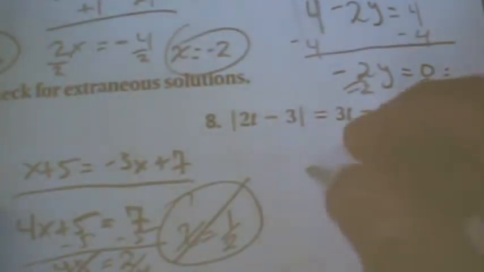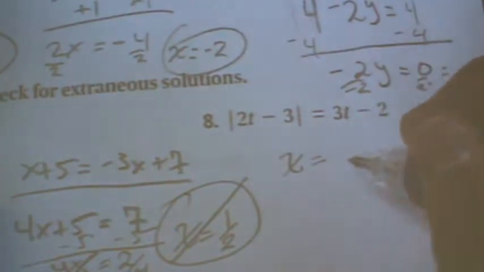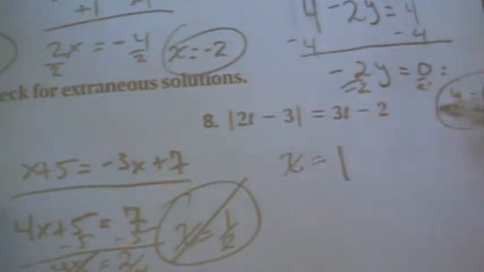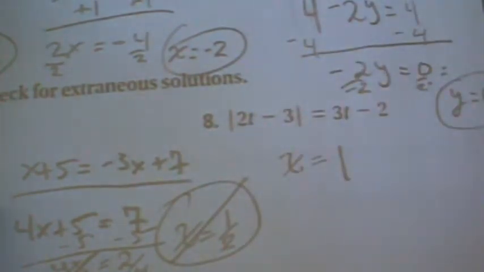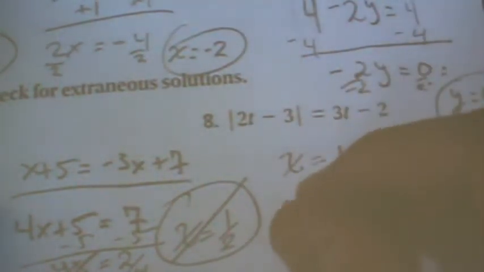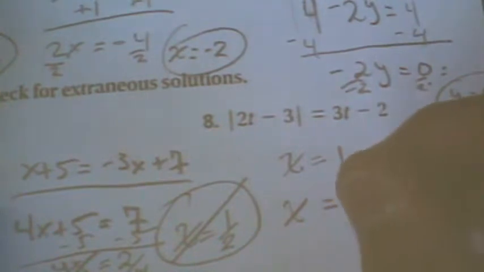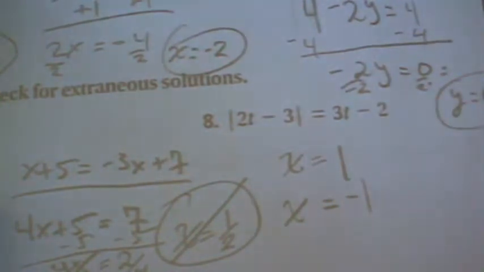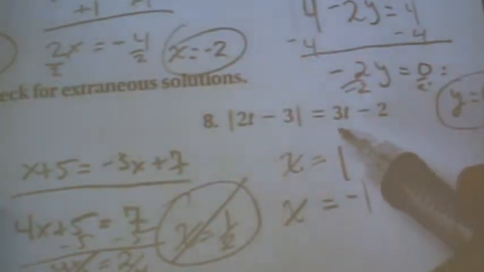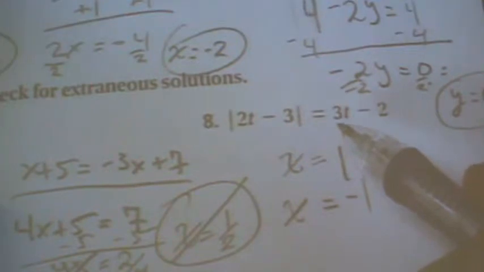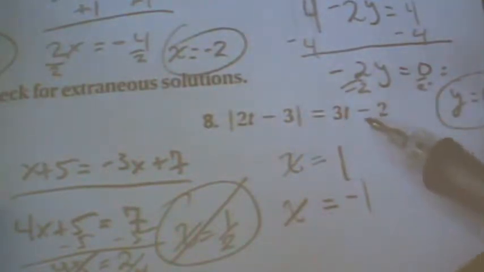t equals 1. That one works. Oh, sorry, t. That's okay. And then the other one was negative 1. The negative 1 won't work. Why won't the negative 1 work? Just for the sake of explaining it, when you plug negative 1 in on the right side, you get negative 5. And when you take the absolute value of anything, you can't get negative, so cross it out.